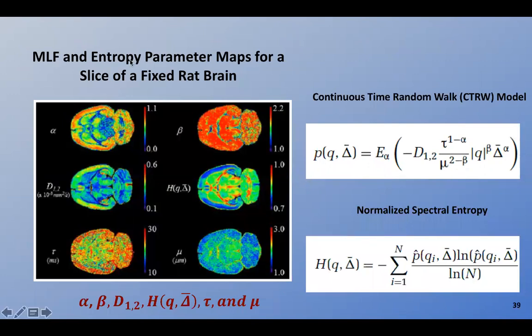If you read the fine print here, the MLF, the Mittag-Leffler function, and entropy parameter maps for a slice of a fixed rat brain. So this is a rat brain about the size of a walnut or pecan, and it was dead, it was fixed, it was put into a test tube, it was put into a 17.6 Tesla magnet in Gainesville, Florida, and it was left there overnight. So after about 12 to 24 hours of imaging, we got this data. So it shows that it can be done. It doesn't show you that you can do anything in vivo clinically yet.